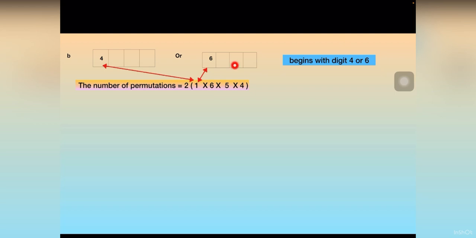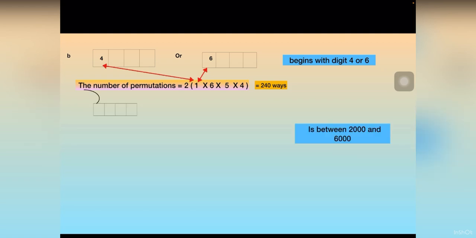And in the third one, we have 5 choices. And in the fourth box, we have 4 choices. Same thing for these boxes. That's why we multiply by 2. So we have 240 ways.